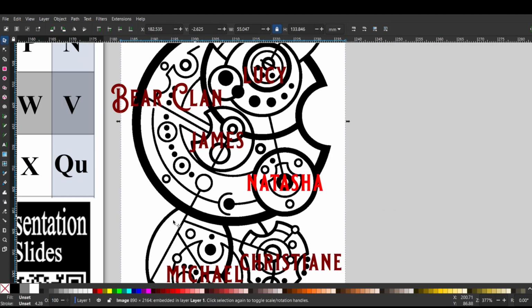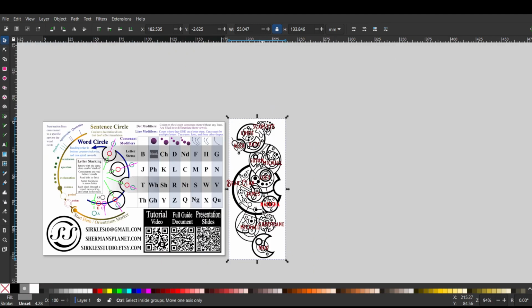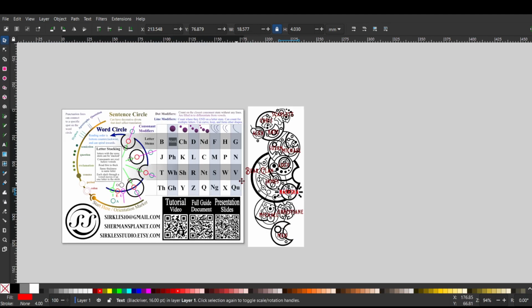We're just going to change that to gray. Though this is a PNG file, so I can't change the color as easily as these. Anyway, so yeah, that is that design.